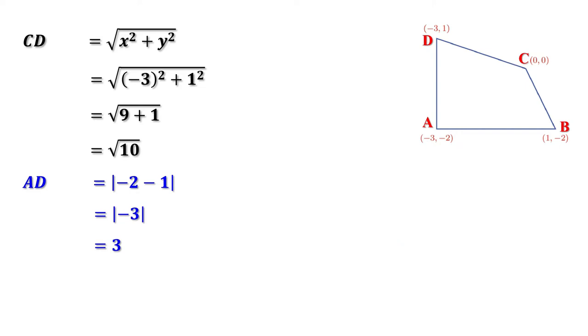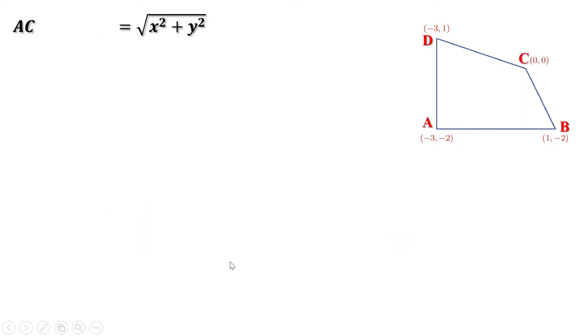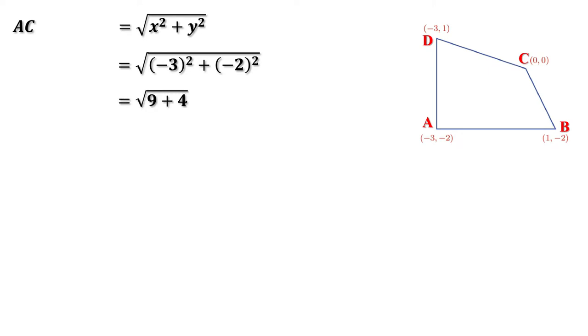Now let us find the length of the diagonals. Therefore, AC is equal to the root of -3 square plus -2 square. -3 square is 9 and -2 square is 4. Therefore, this can be written as the root of 9 plus 4. 9 plus 4 is 13. Therefore, this can be written as root 13. That means the length of the diagonal AC is root 13 units.